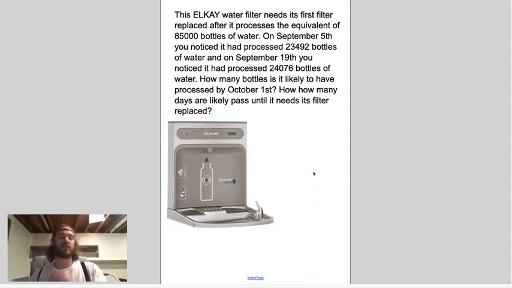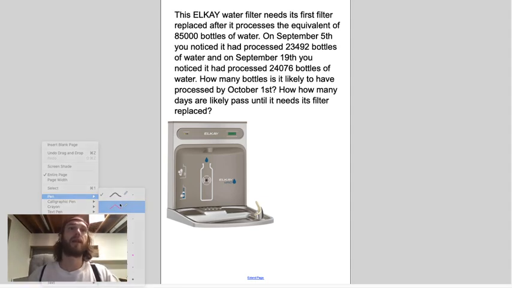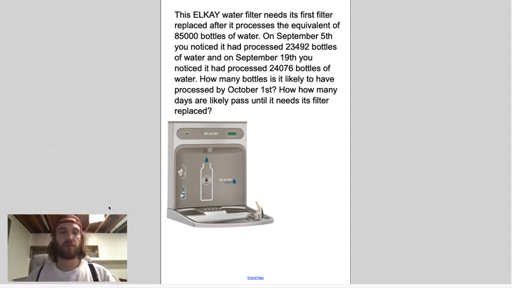When you're taking a physical problem and you are trying to express it on paper, the first thing you want to do is choose variables that are going to make sense for the problem. Now, the two variables in this problem that are being measured, go ahead and take a guess if you think you know what they are. If we're trying to predict, it says how many days are likely to pass till it needs its filter replaced. It also says how many bottles is it likely to have processed by October 1st.